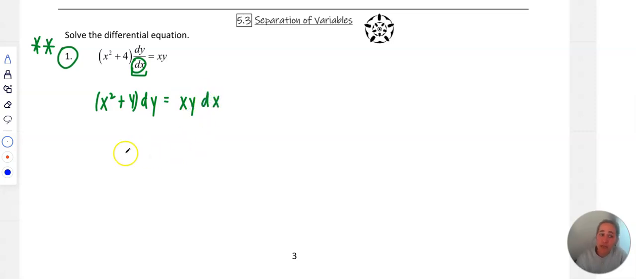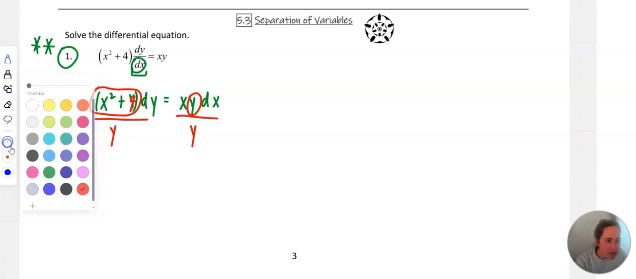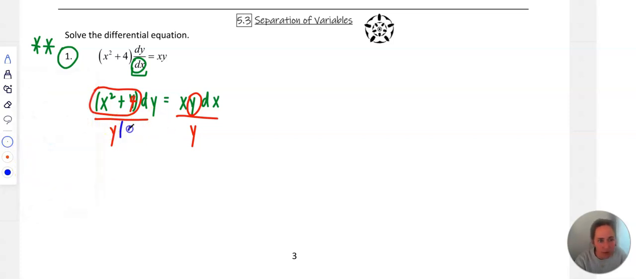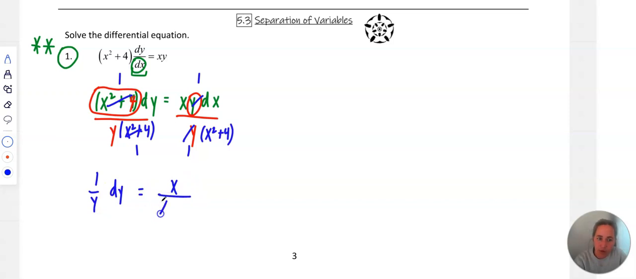We want to do two things now. We want this binomial to be over on the right side, and we need this y to be over on the left side. Let's divide both sides by y, and let's also divide both sides by x squared plus 4 to get that over to the right. Cleaning this up a tiny bit, these go away, divide to 1, you get 1 over y dy must equal x over x squared plus 4 dx.